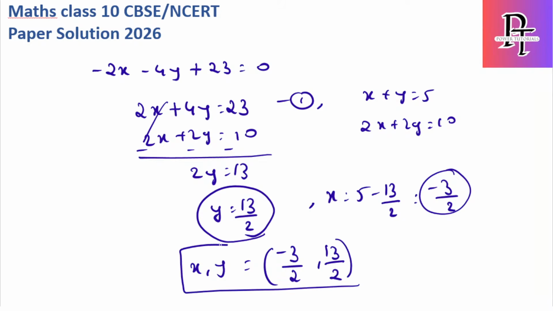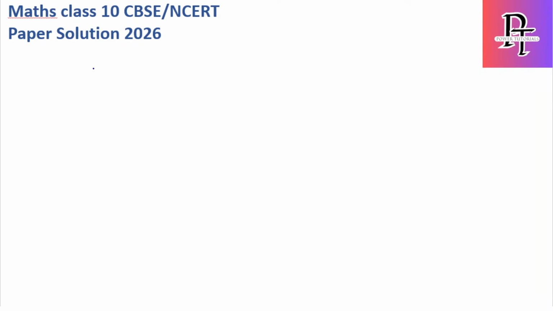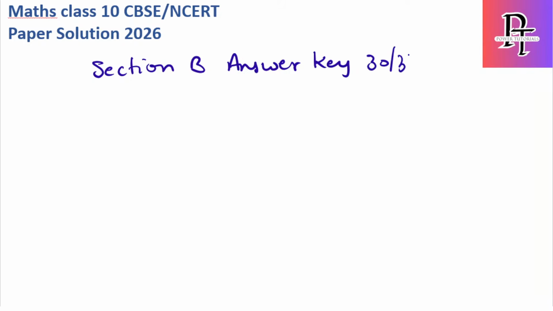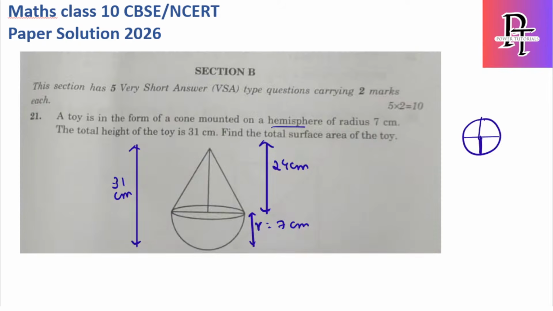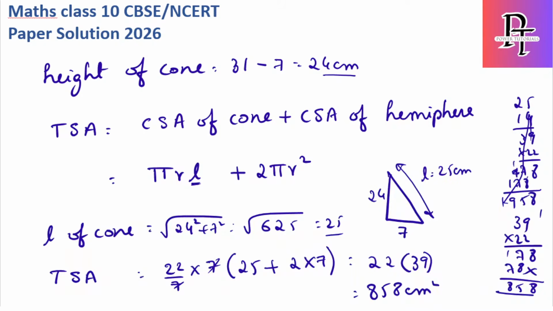Okay, so in this way all the questions of section B are solved. So I will write all the answers again. Section B answer key. Similarly, how I did in the section A part in the previous video, I'll write all the answers 21 to 25. So the 21st answer is 858 centimeters.